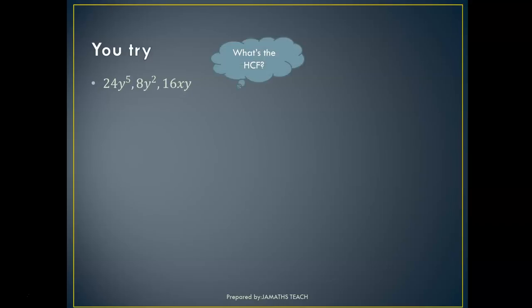Alright, so you do this one. What's the HCF for this? We have a winner. 8y. So 8 is the biggest number that can go into 24, 8 and 16. Y is the letter that is common to all, and the lowest power of y is y.